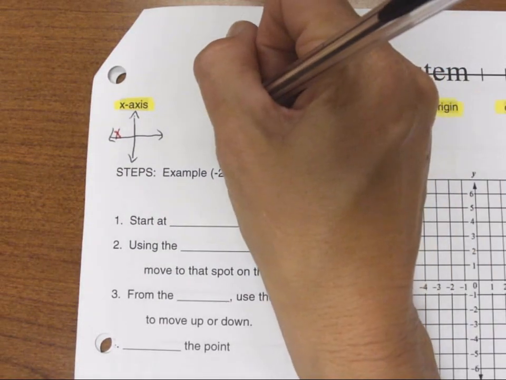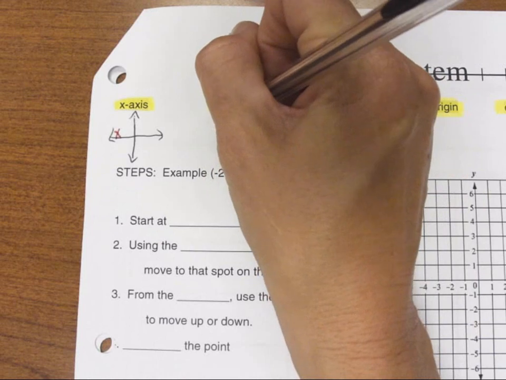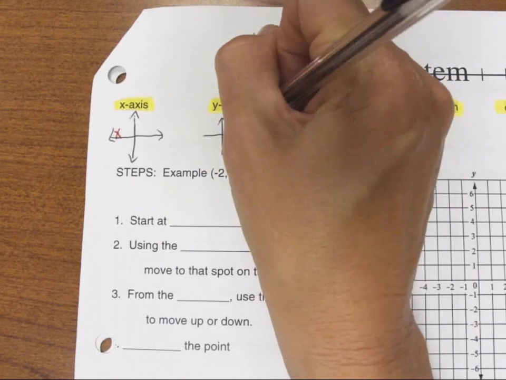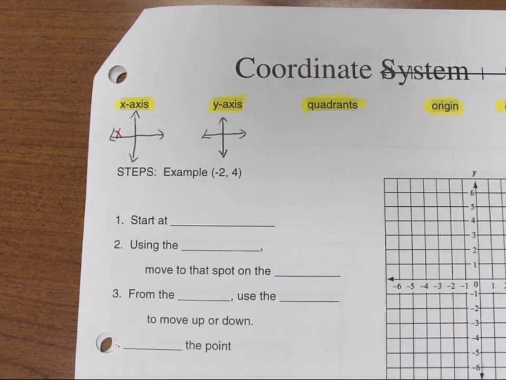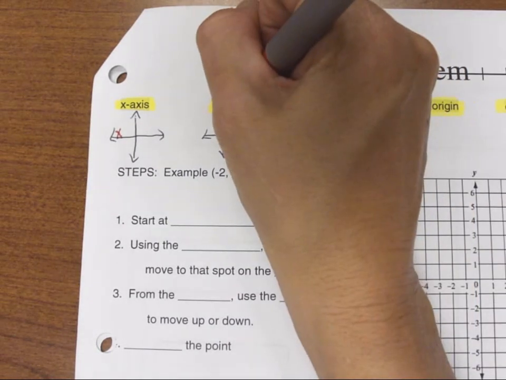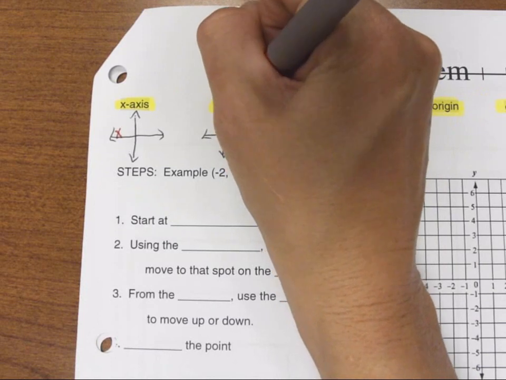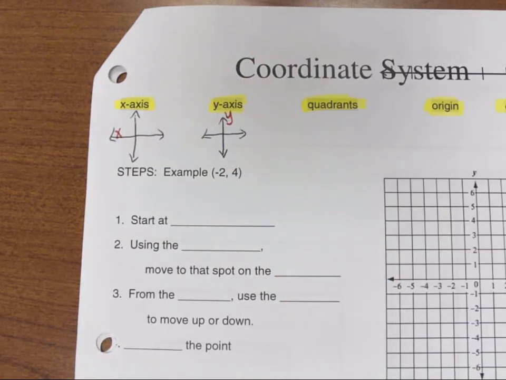Y-axis. Let's draw your coordinate plane again. The y-axis is the vertical line in your coordinate plane. It's the one going up and down, the y-axis.